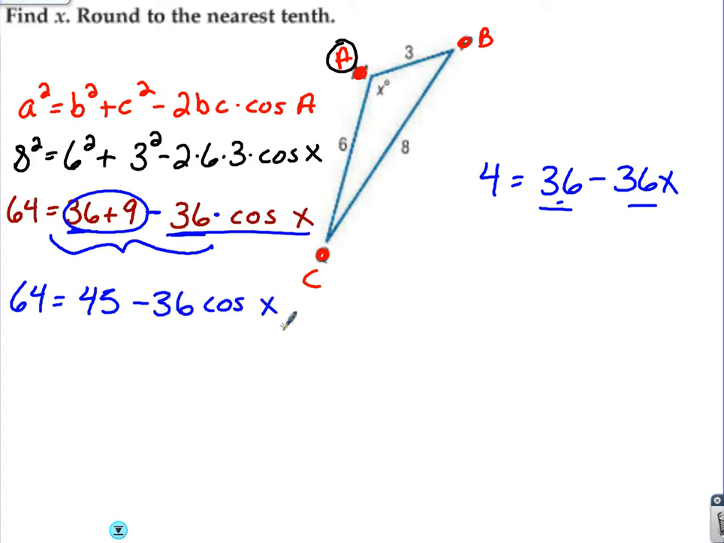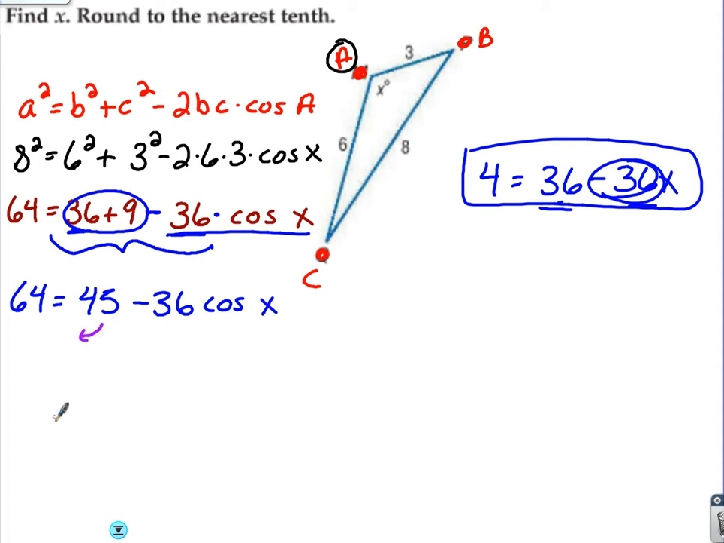And a lot of people say, well, what are you going to do then? The same thing you would do here. What would you do here? What would you move first? This 36, right? And how would you get rid of this 36? You're going to do the same thing on this problem. You're going to take this 45, and you're going to move it first by doing minus 45, and you're left with 19.